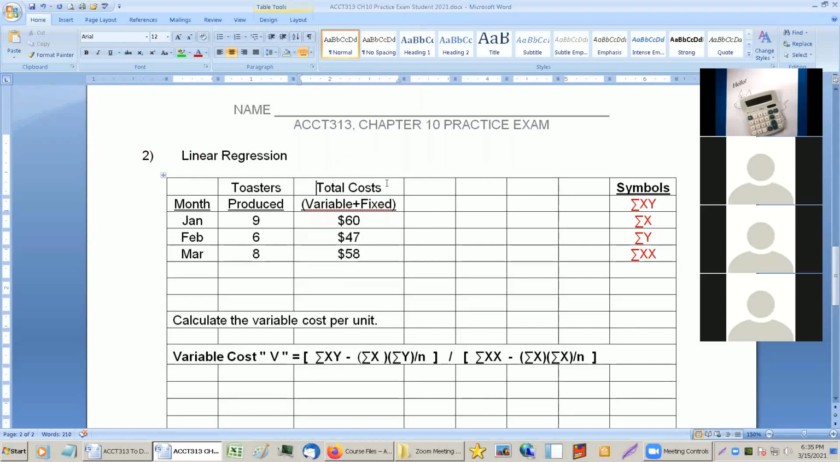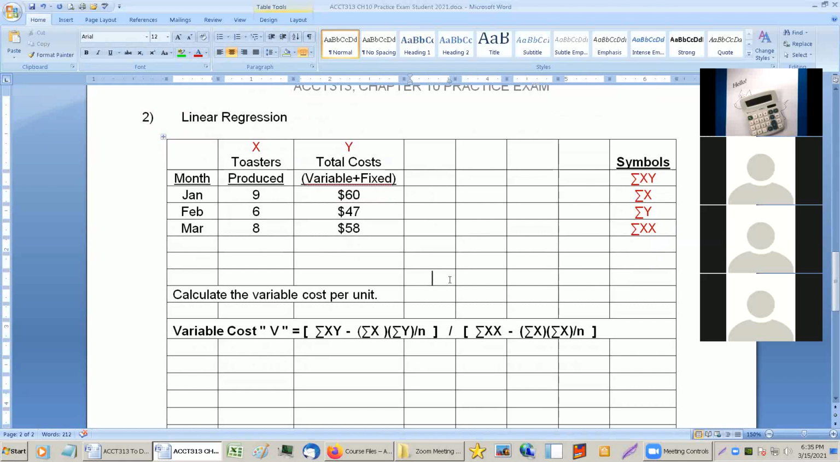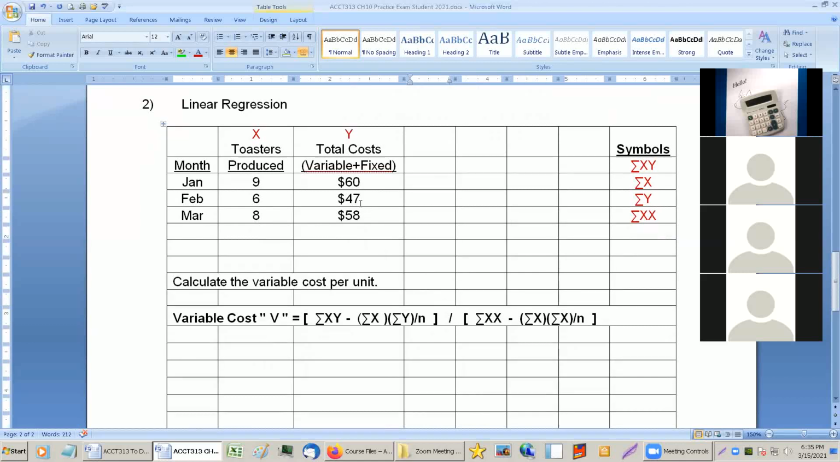And luckily for us, what we're basically always trying to explain is the total cost. So these are always going to be the Y's, and the toasters are going to be the X's. Basically, anything else will be the X's. So this will be the X and the Y. And again, sometimes it's not so easy to know that in statistics other than what we're doing.